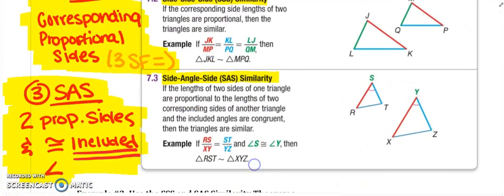And then we're going to have our third way, which is SAS, which again, we used with congruence, but there the sides had to be congruent. In this case, we have proportional sides, only two of them, but we have to have the included angle, the one in between touching both sides, that is congruent.